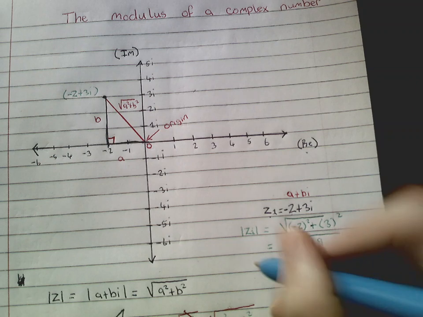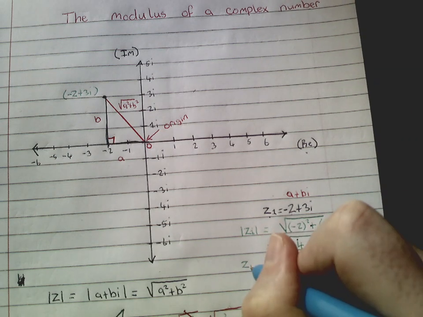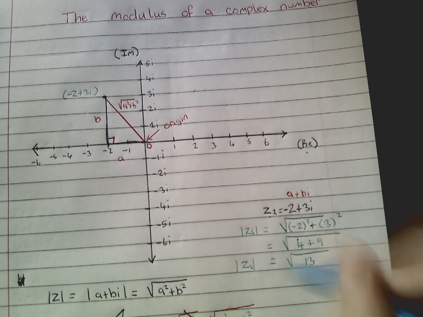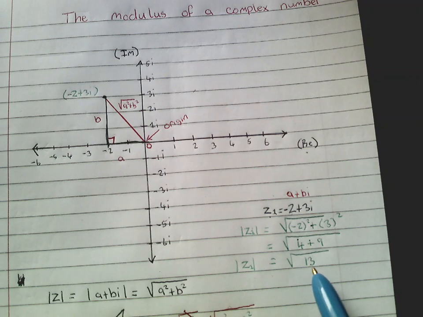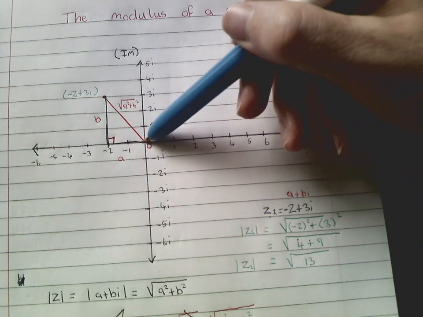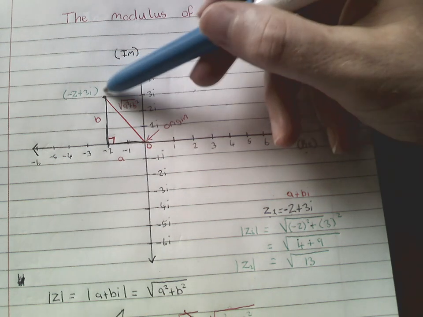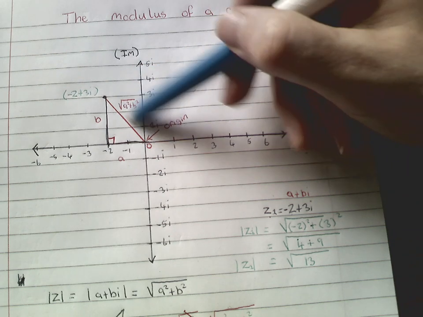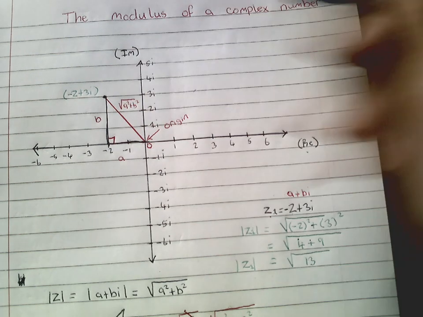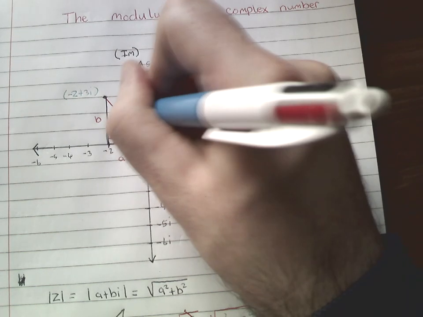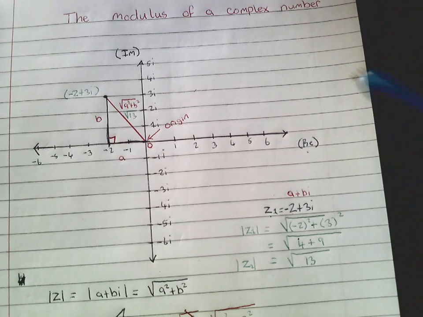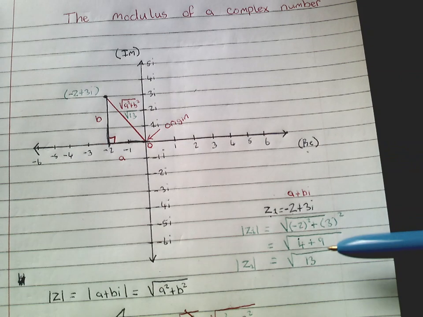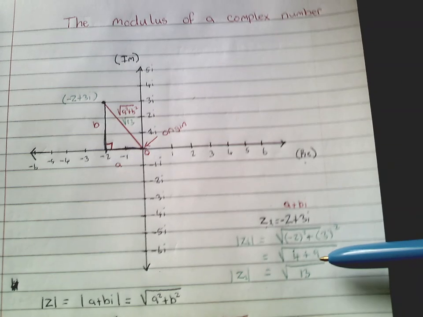So therefore the modulus of this complex number z1 is equal to the square root of 13. So the distance from, let's say, the origin to where the complex number is plotted, this distance here, is equal to the square root of 13. And that's it. It's pretty straightforward when you're working out the modulus.